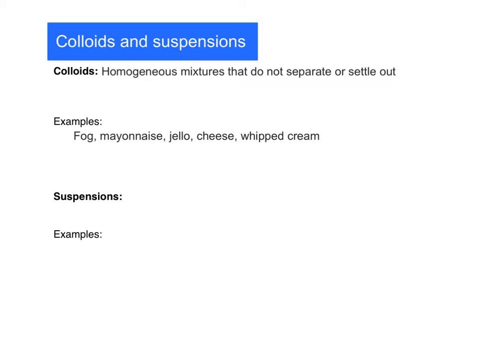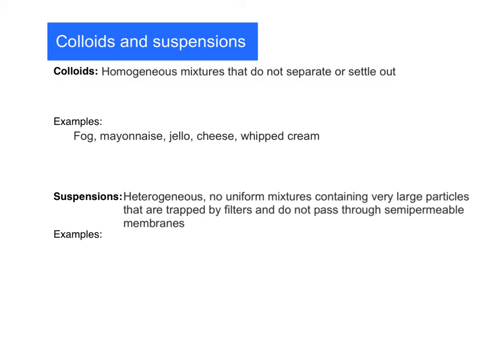Suspensions are heterogeneous mixtures. That means they're non-uniform, and they have very, very large particles, even larger than in colloids. And as a result, they settle out of the mixture when you let them sit. So some examples of this might be muddy water or sandy water. Mustard is one example of this. Some salad dressings, like an oil and vinegar salad dressing, would be a suspension.